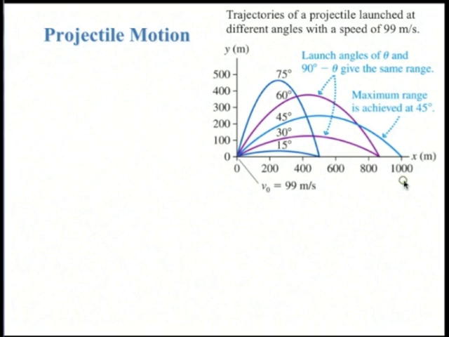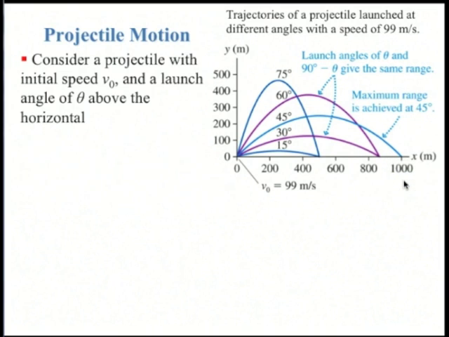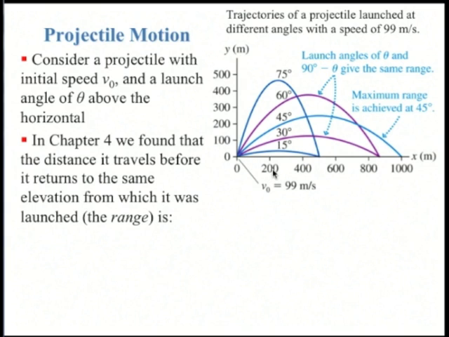Here's a little review of projectile motion. Consider a projectile with launch speed v sub 0 and launch angle theta above the horizon. In Chapter 4, we found that the distance that this projectile travels before it returns to the same elevation from which it was launched, called the range, is v sub 0 squared times sine of 2 theta divided by g.